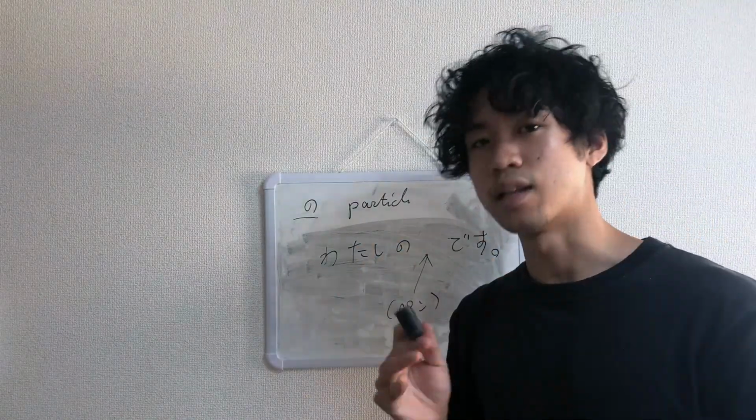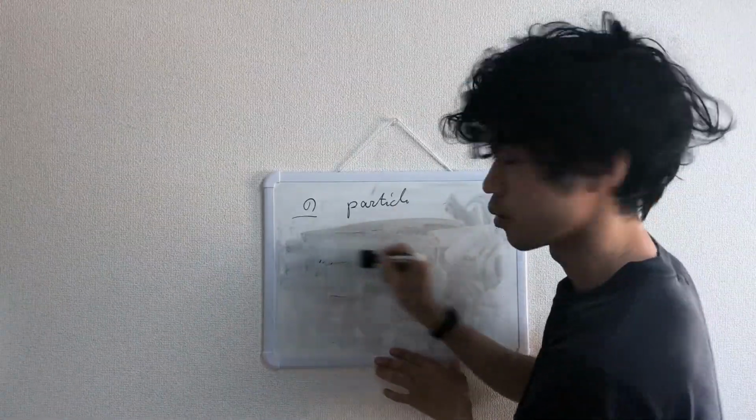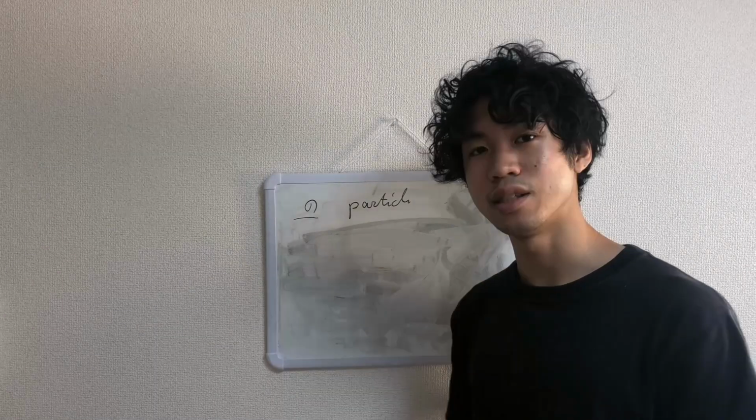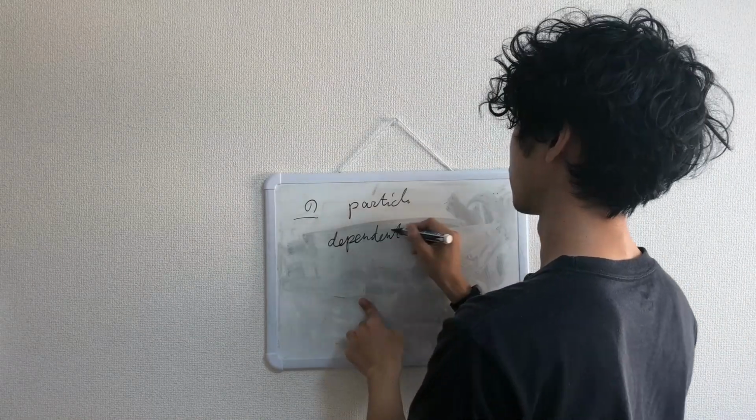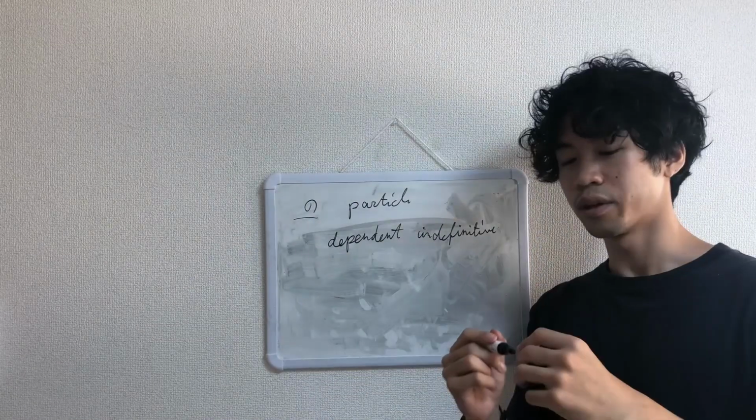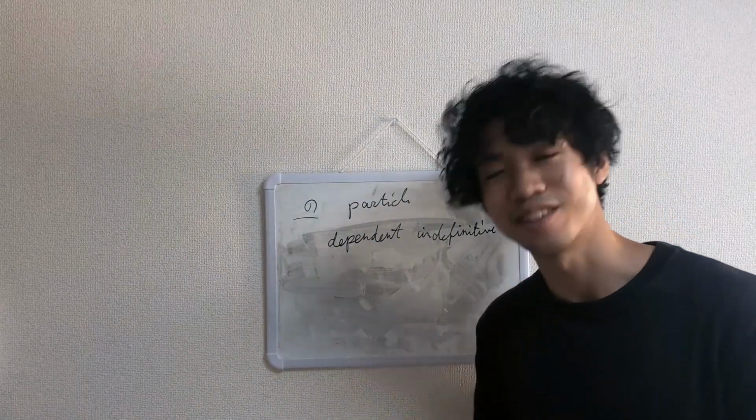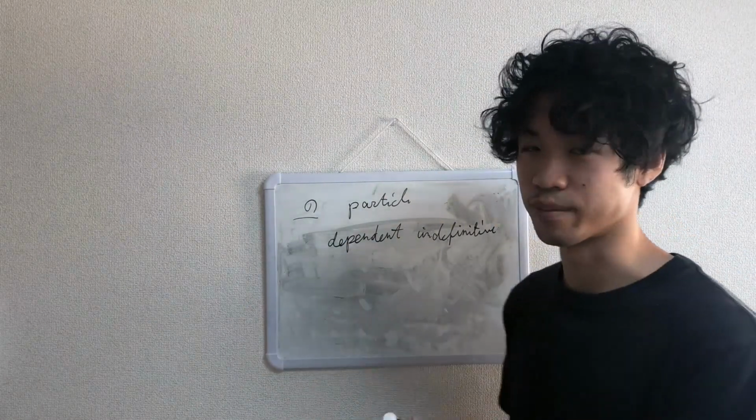That is the first one, noun modifier. Second one is going to be dependent indefinitive. It's a fancy term, dependent indefinitive. What does that mean exactly? That's a good question. I'll give you an example.